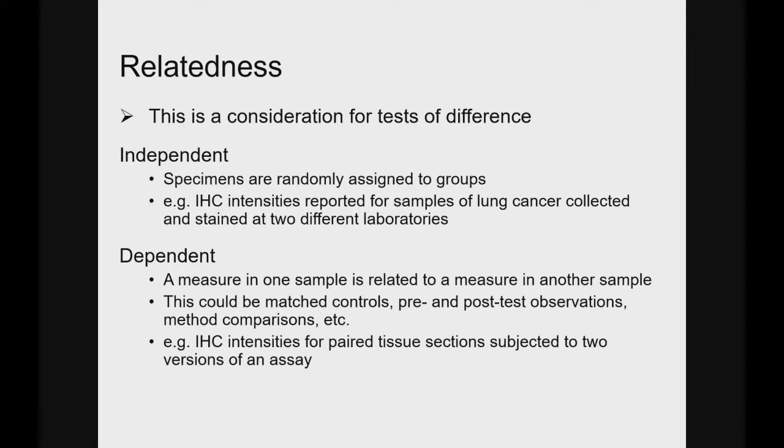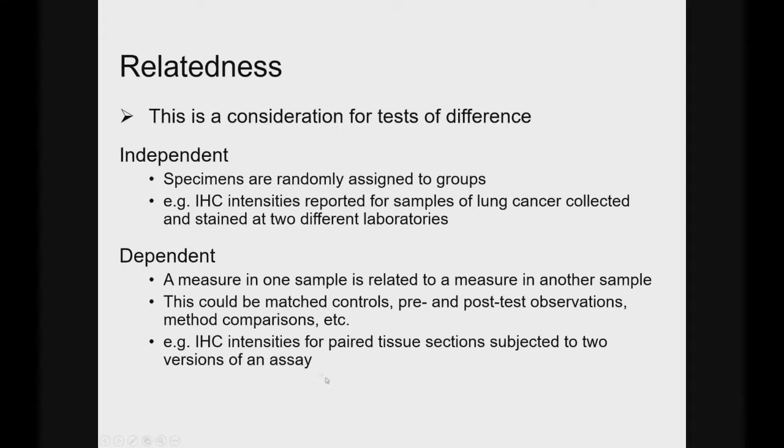But independence with regard to your experimental groups says that the specimens are basically randomly assigned to groups, or in other words, the specimens in one group are not related to the specimens in another group. The example that we could look at, again, I brought this idea up a little bit earlier: we want to look at our assay in lung cancer cases, and we want to actually look at them across two different laboratories.